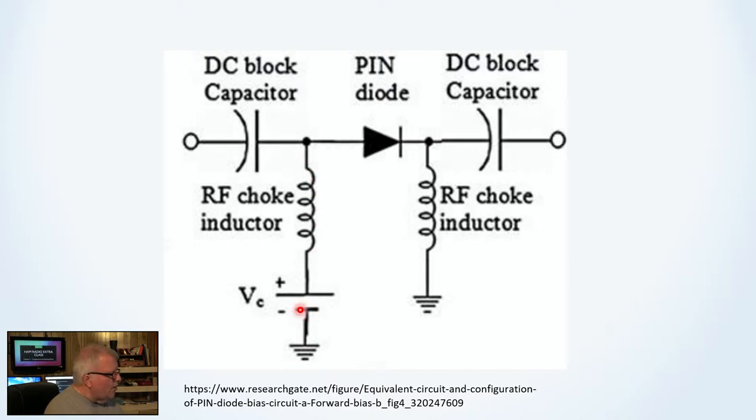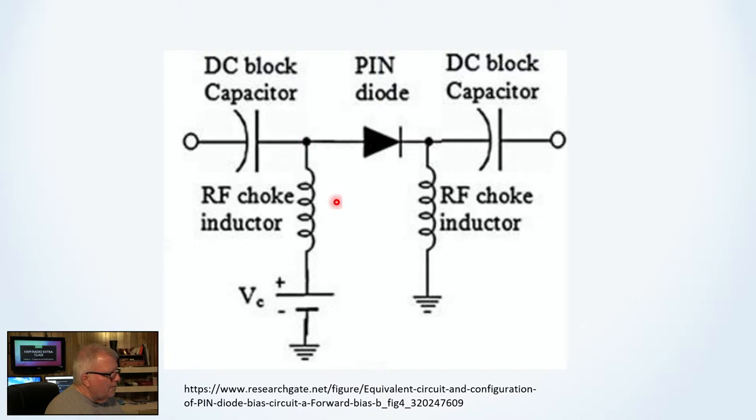So the RF won't come out this way, it's blocked by the choke. DC causes the PIN diode to conduct, and the RF will then follow through and go on out. So when there's forward bias on the PIN diode, RF can come through. When that's taken away, it blocks RF.